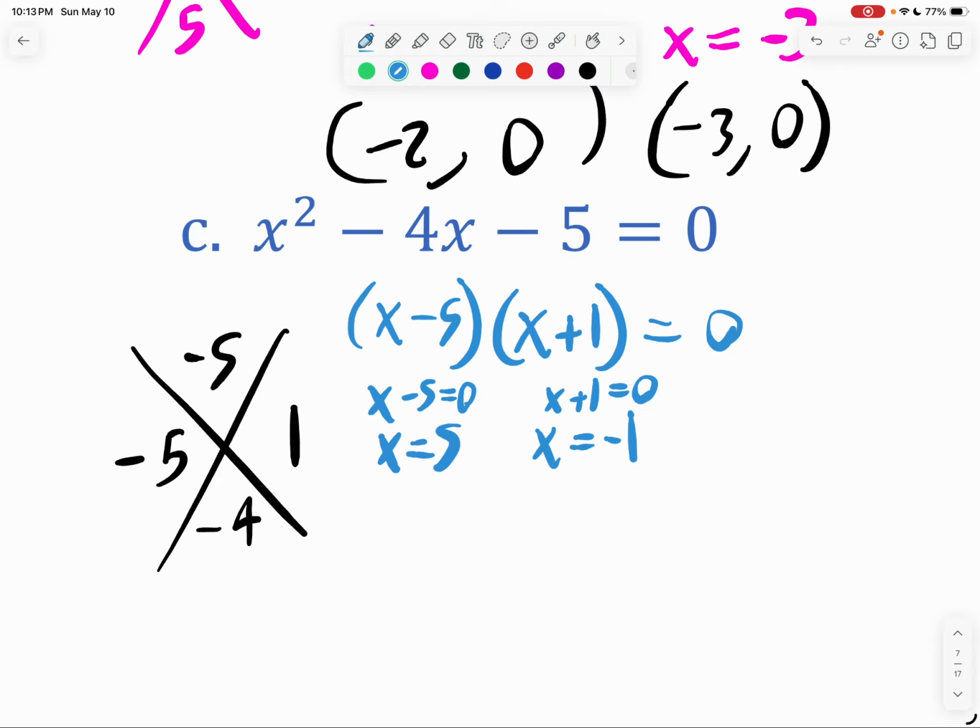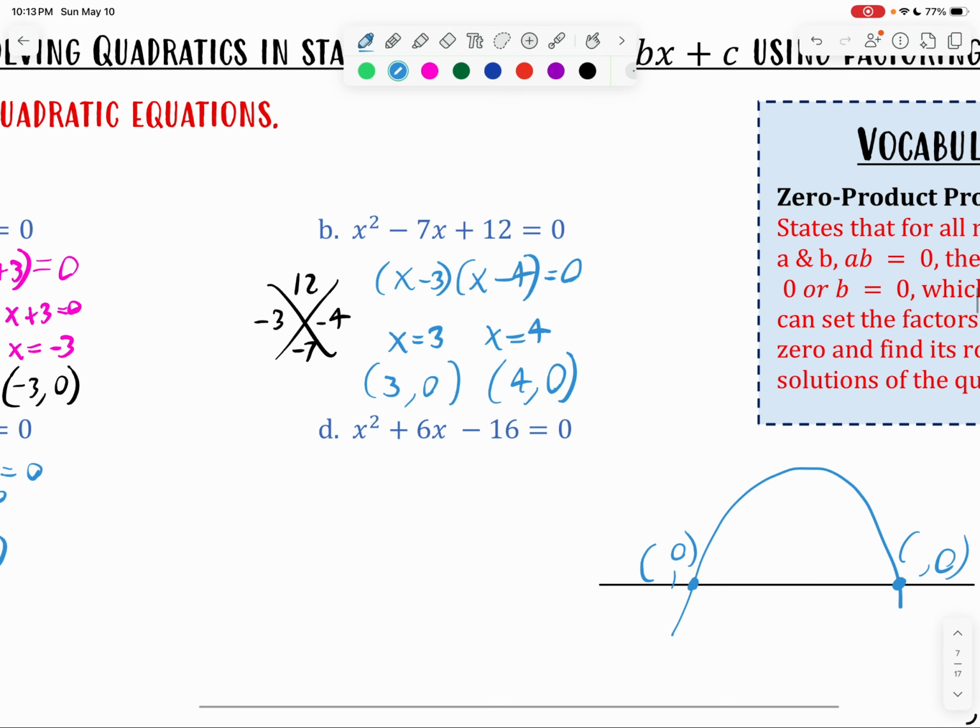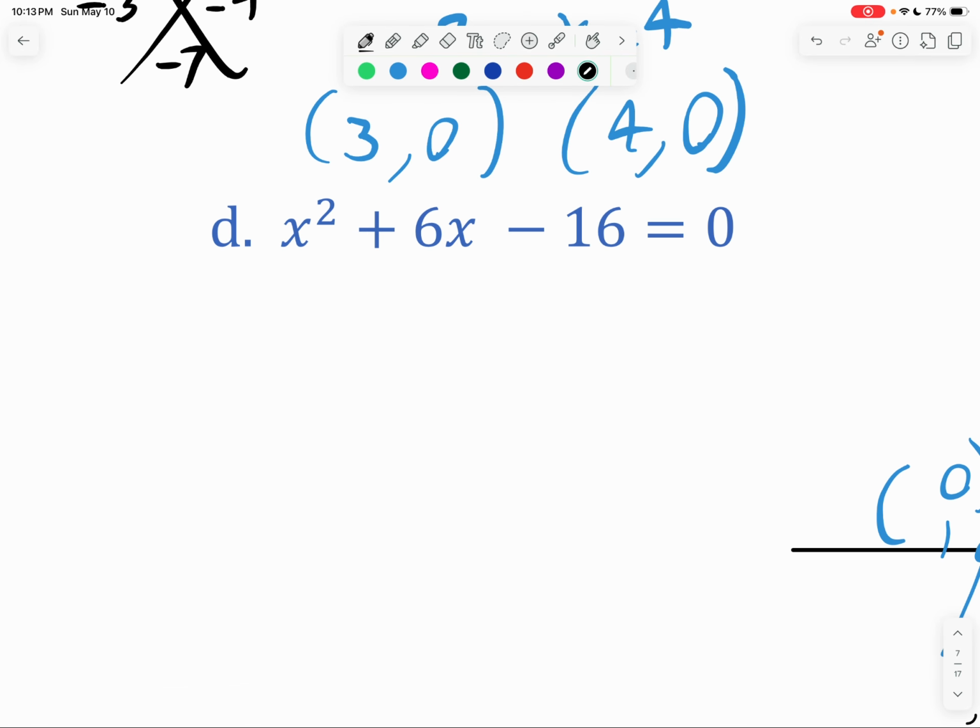All right? So I know that x is 5 and x is negative 1, but I am not done. I need to actually write out my coordinates. And so this is (5, 0) and (negative 1, 0). So those are my two roots, my two solutions to the quadratic. All right, we've got one more example for us to go through. This one I'll take you through my thought process for it. We've got x squared is equal to 6x minus 16, or x squared plus 6x minus 16 is equal to 0.